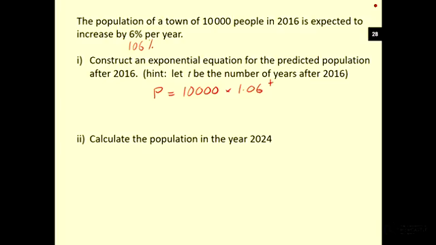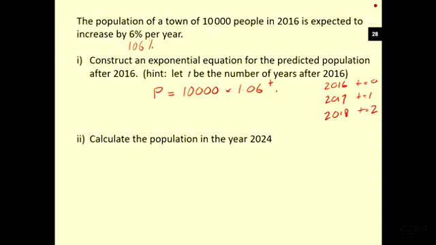Now note, what I've done there is exactly what the hint said. Let t be the number of years after 2016. Because what I'm doing here is saying it's like I've done an experiment, and the year 2016 is t equals 0. When t equals 1, I'm talking about 2017. When t equals 2, I'm talking about 2018. And that's the way we'll do it. I didn't want my first power to be the power of 2016. That's not how it works.